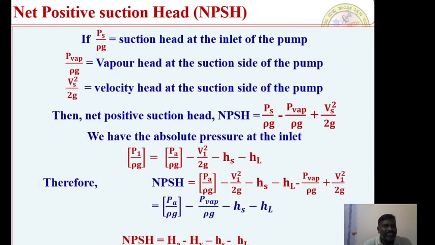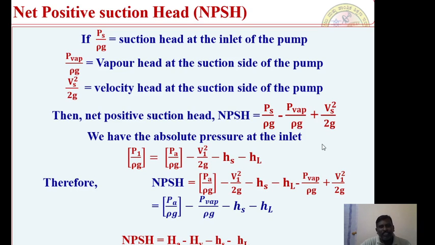So if PS by rho g is the suction head at the inlet of the pump, PV by rho g is the vapor head at the suction side of the pump, and Vs square by 2g is the velocity head at the suction side of the pump, then the net positive suction head NPSH is equal to PS by rho g minus PV by rho g plus Vs square by 2g.